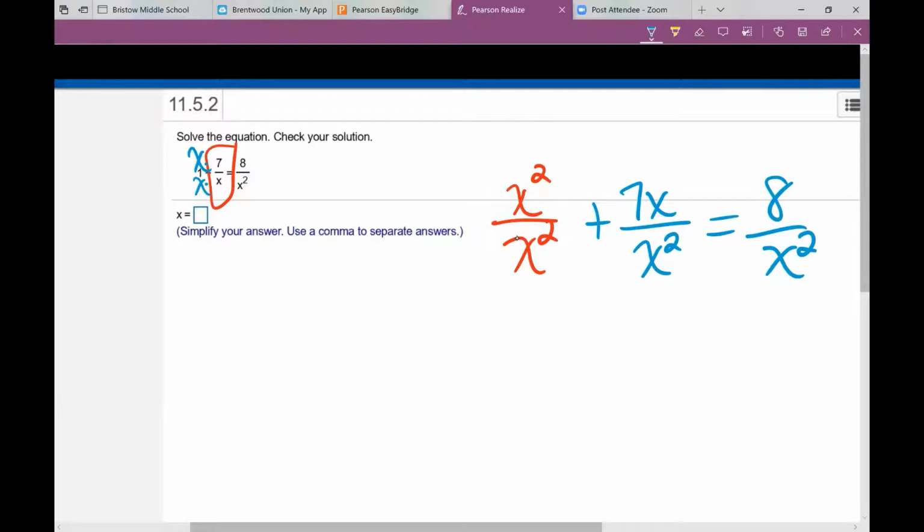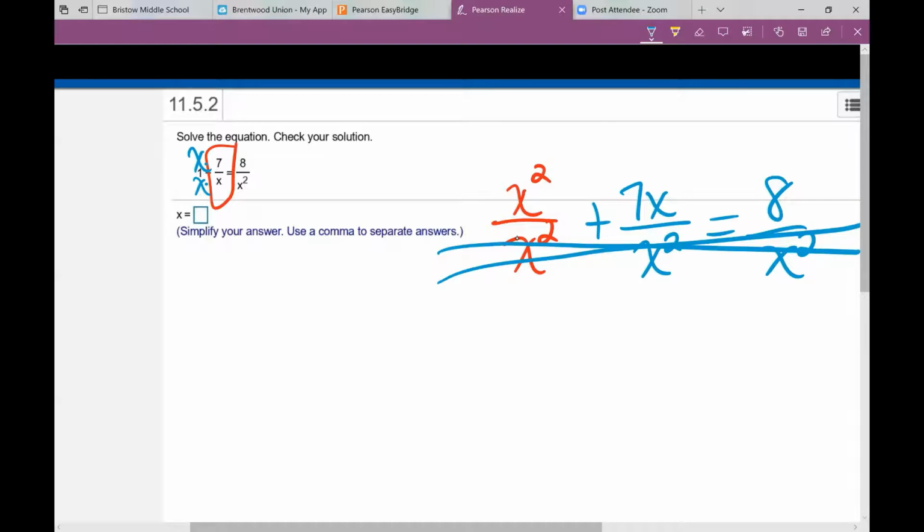And when you're working with fractions where all the denominators are the same and it's set equal to another fraction with the same denominator, you could keep going with the fractions, but since they're all common denominators, they're all going to cancel out if you keep going in this problem. So what you're left with is just the numerators. X squared plus 7x equals 8.